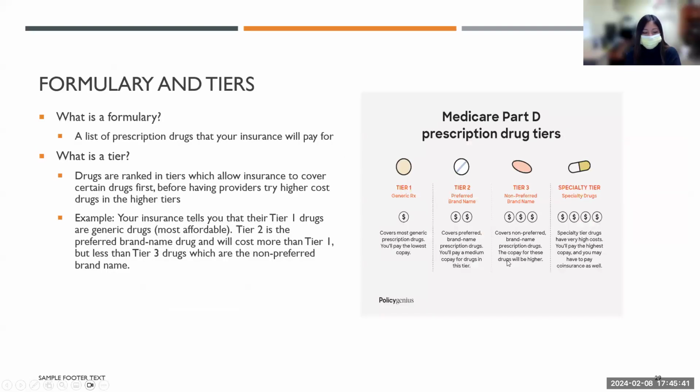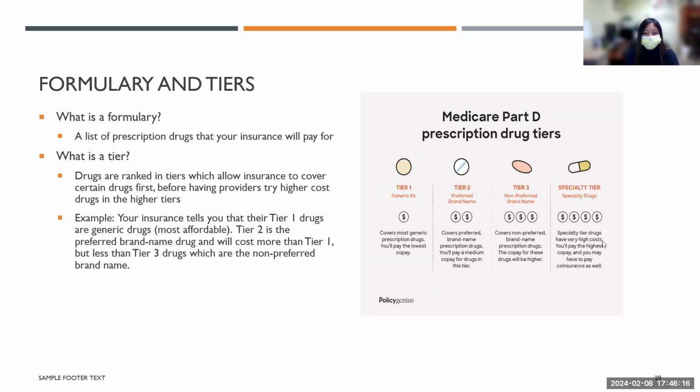Okay. And then moving on to a couple other terms, just two more terms I wanted to share with you all. Formulary and tiers are very important to know, especially when you are switching insurance plans or deciding on an insurance plan. So what is a formulary? A formulary is a list of prescription drugs that your insurance will pay for. So each insurance plan is going to have its own unique formulary. And within that formulary, we have something called tiers.